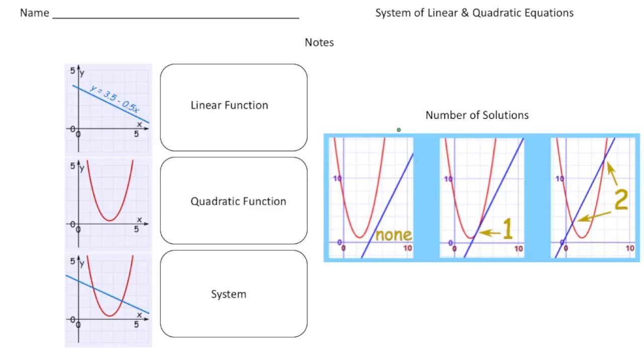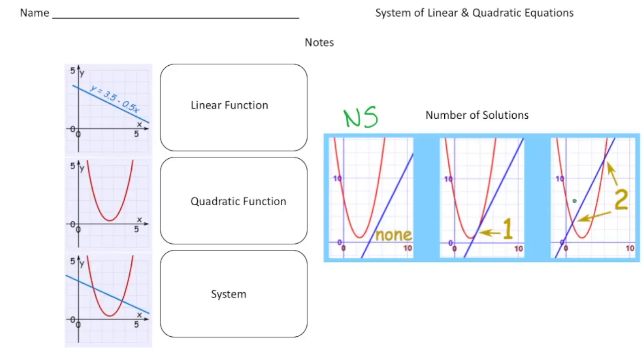Here in this first box, we have a system with a quadratic, which is the red, and a linear equation, which is blue. Because they don't intersect at all, this would be an example of no solution. There's no solutions to this system problem.